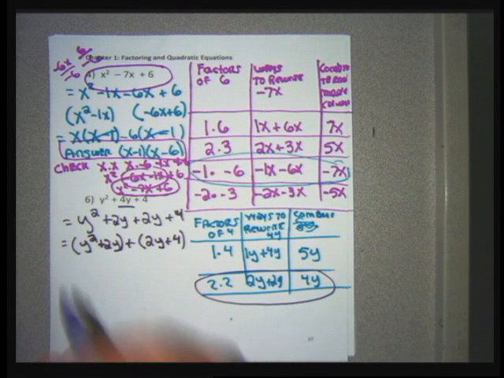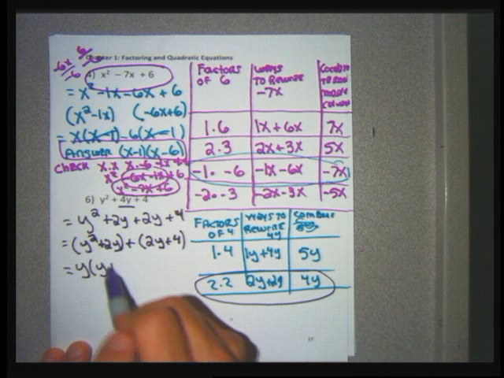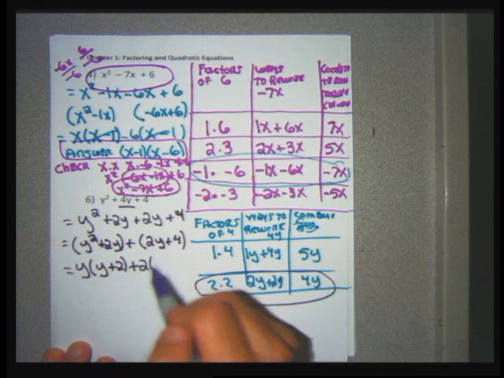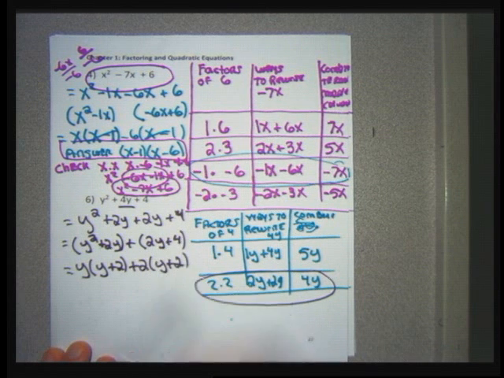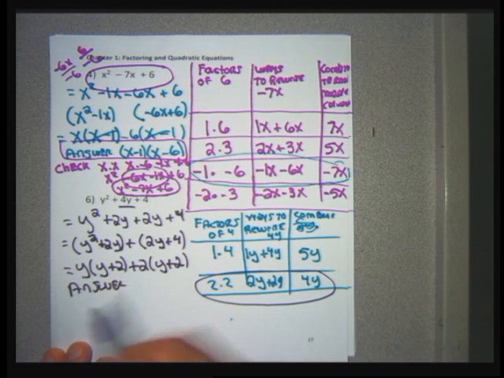First parentheses is a common factor of a y. When I factor out a y, I'm left with a y plus 2. Second parentheses is a common factor of a 2. When I factor out a 2, I'm left with a y plus 2. So now I'm going to get to my answer by factoring out the common factor of y plus 2.